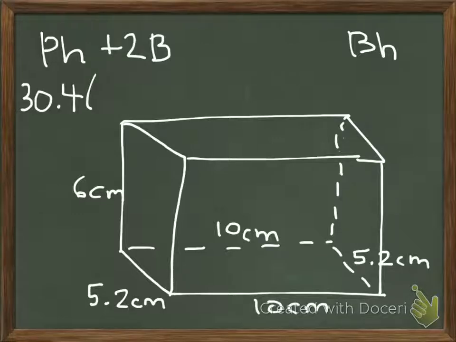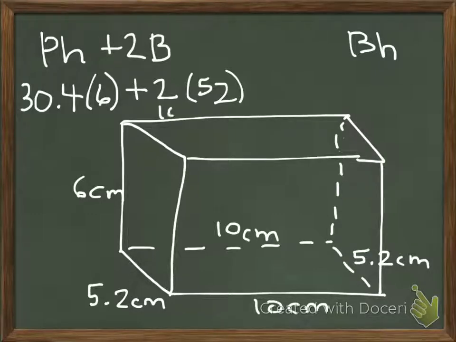Our height is just our h, so 6, plus 2 times a capital B, and the capital B is the area of the base. So 10 times 5.2, which gives us 52. And then we again use order of operations, so multiplication comes before addition. So we get 104 plus 30.4 times 6, which is 182.4.